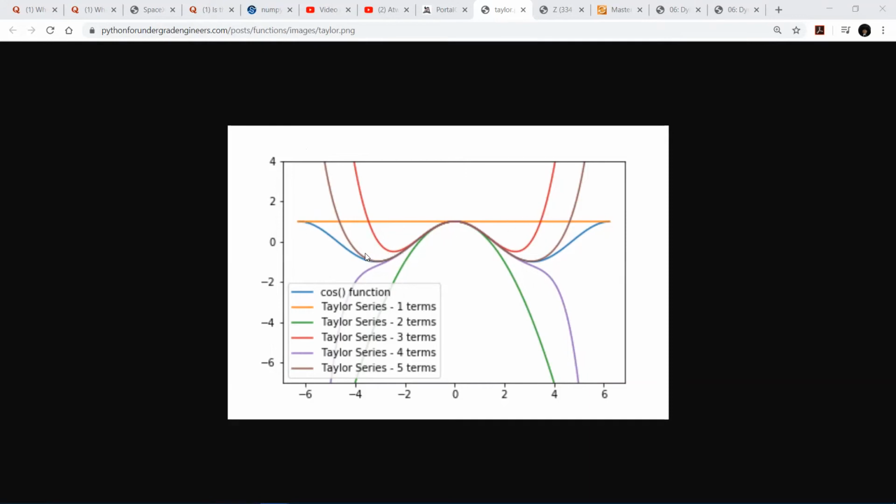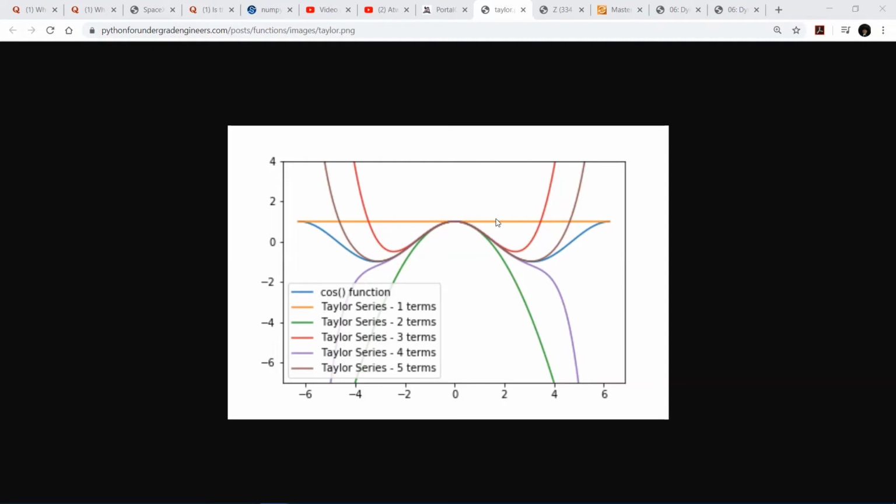And you'll notice that the blue cosine curve in the vicinity of this point is actually really close to that orange line. So for values of x really close to 0, the cosine of x is practically equal to just 1, as long as x is a really small number.